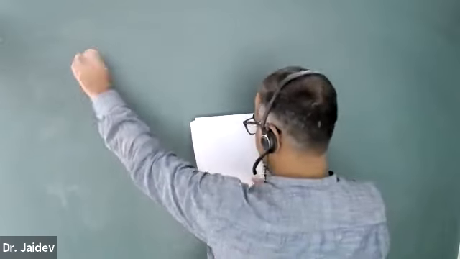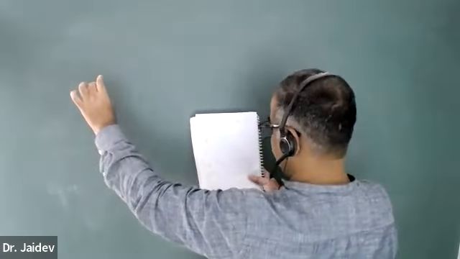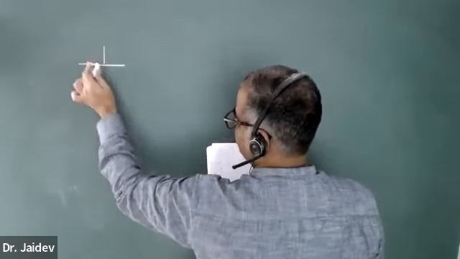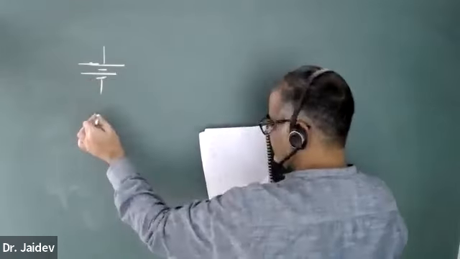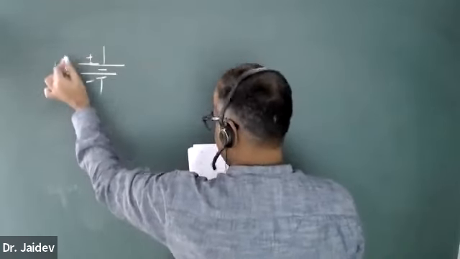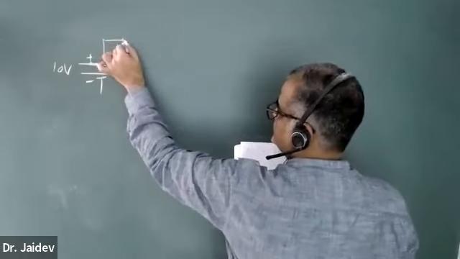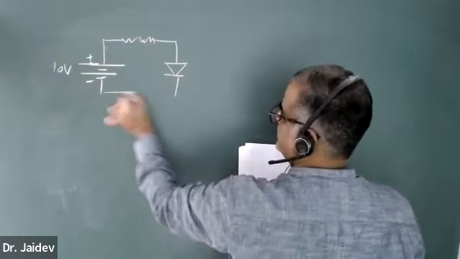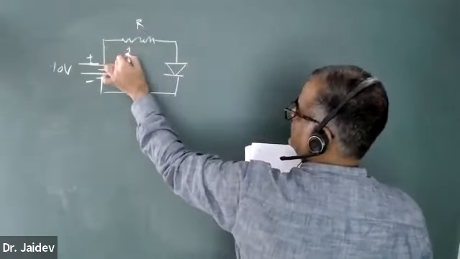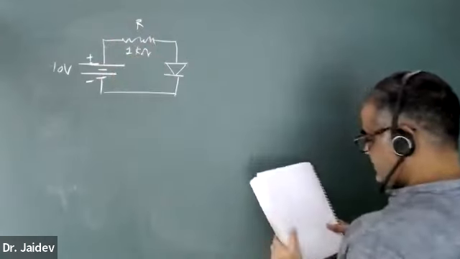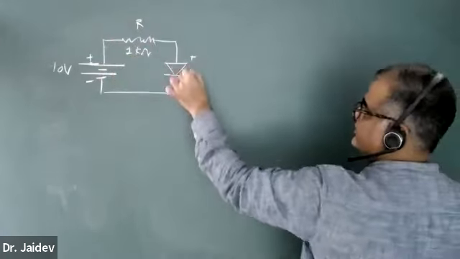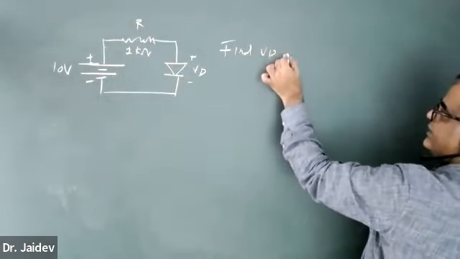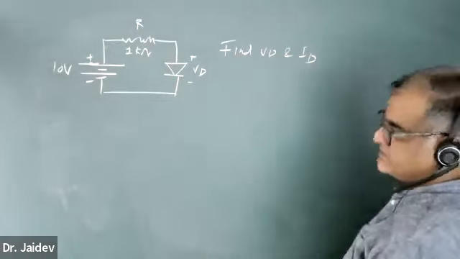Let me do one more problem. Now you people have to tell me what the value is. So we're starting with simple questions. First, you understand how to tackle a diode. Then I will change the problems. So this is your R, this is your 1 kilo ohm. It says the voltage drop across the diode is VD. Find VD and ID. Tell me what is VD and ID in the circuit.